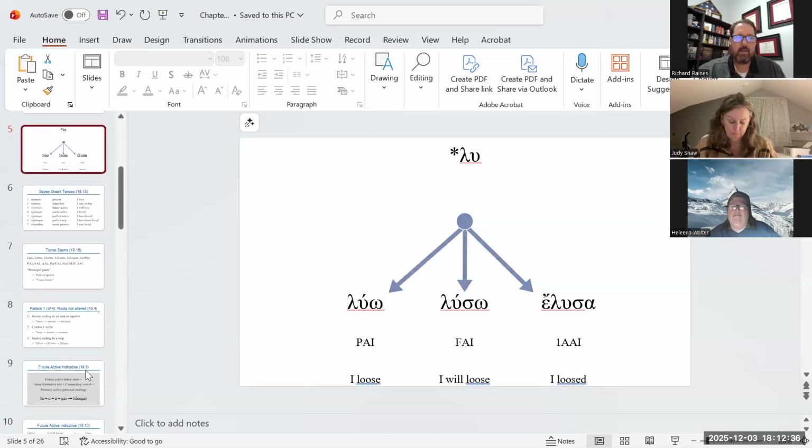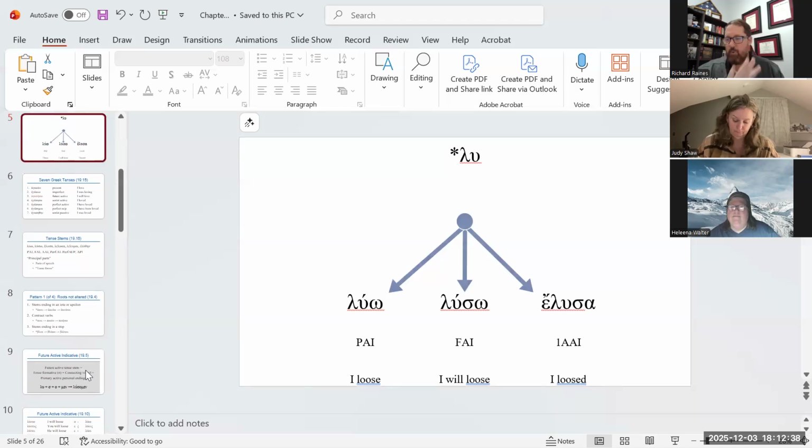Just know that in Greek verbs, there are four patterns, and pattern one means that the root or the stem does not change in these tenses: the present active, future active, or first aorist active indicative. You see lu remains the same, but you just add the suffix, or the suffix and the prefix. Okay.